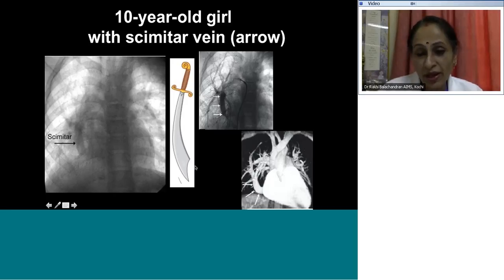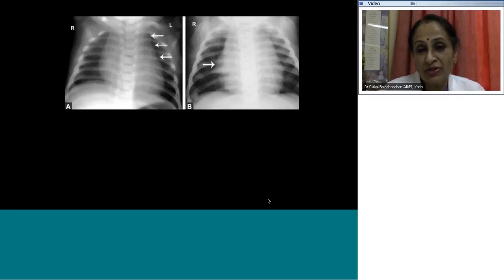So this is the Scimitar syndrome, the Turkish sword, and then this is the angiogram where the scimitar is nicely shown, and this is the MRI where scimitar is beautifully shown. So this is the TAPVC, partial anomalous pulmonary vein. So in this patient, you have to look for any other vessel coming elsewhere, and you must also see where the other pulmonary veins are draining. So what is the diagnosis here?